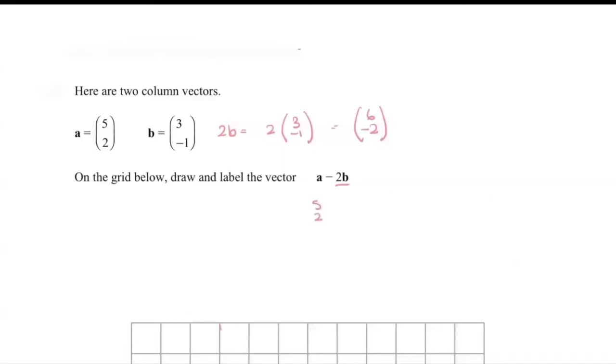So A is 5, 2. We're going to take away 2B, which is 6, minus 2. Now 5 take 6 is minus 1 and 2 take negative 2 is positive 4. So we end up with minus 1, 4.